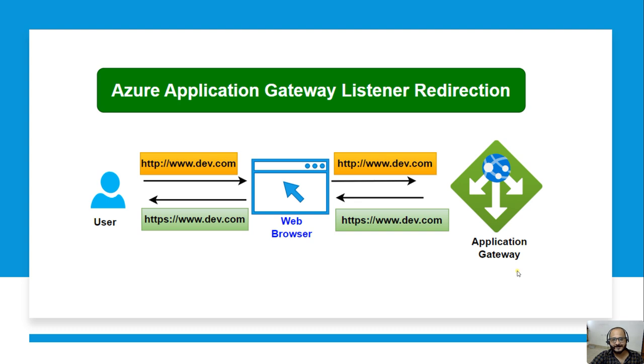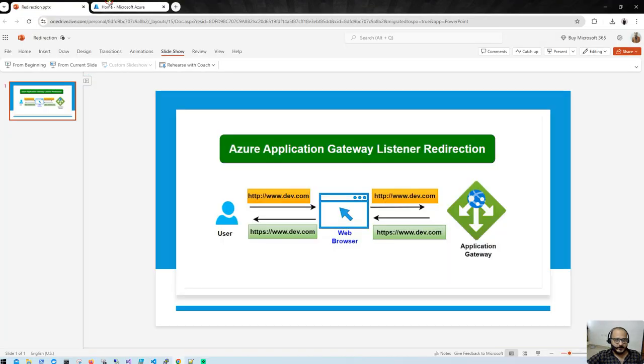So we will see how listener redirection works, and also we are going to see one more demo in this video. Suppose you have searched for www.dev.com. Now you want, as soon as you hit enter, your website to redirect to any other website. So in our case, for the demo purpose, as soon as you search for www.dev.com, it will automatically redirect to google.com. So these two scenarios we are going to see in this demo. So let's quickly move to Azure portal.